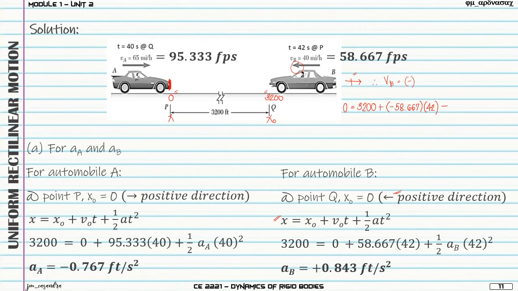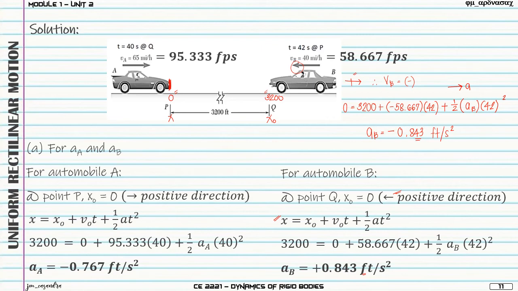So let's assume that the acceleration is positive, meaning acceleration is moving to the right. So I will have 1 half A of B times the time of travel from point Q to P, which is 42 seconds squared. So if we're going to compute, I will now arrive at acceleration of B as negative 0.843 feet per second squared. So as you can see, we have the same magnitude, but we have different conventions.